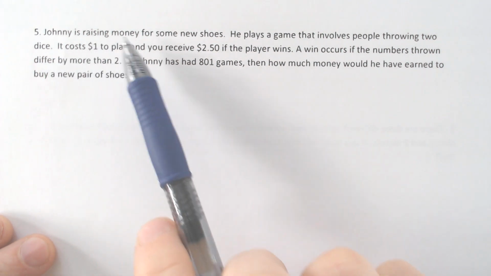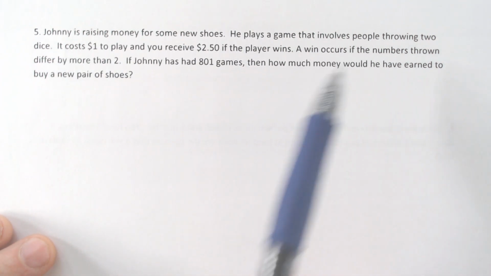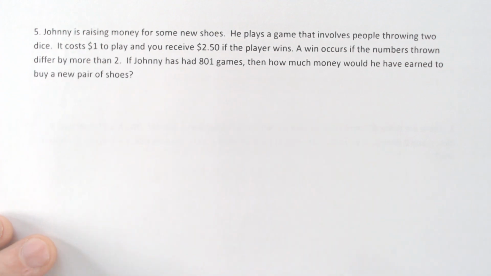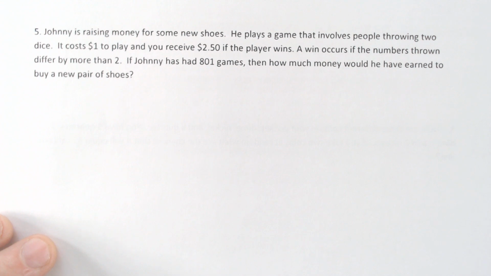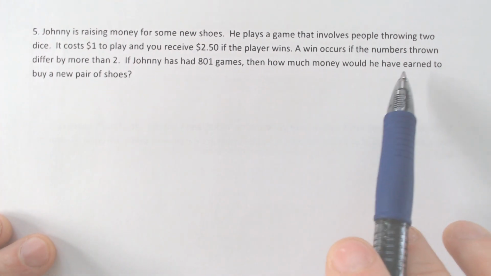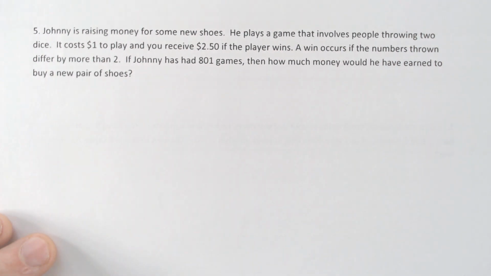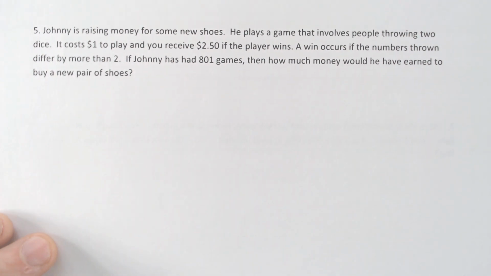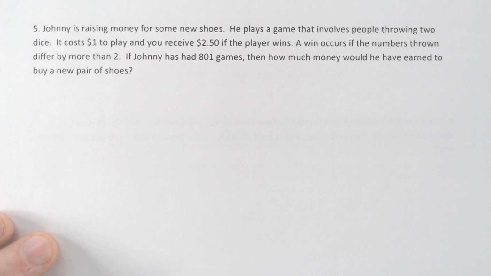Johnny is raising money for some new shoes. How fun. He plays a game that involves people throwing two dice. It costs $1 to play the game, but you receive $2.50 if the player wins. A win occurs if the numbers thrown differ by more than two. Johnny has had 801 games. Johnny has been a pretty successful fella. Then, how much money would he have earned to buy his new pair of shoes?